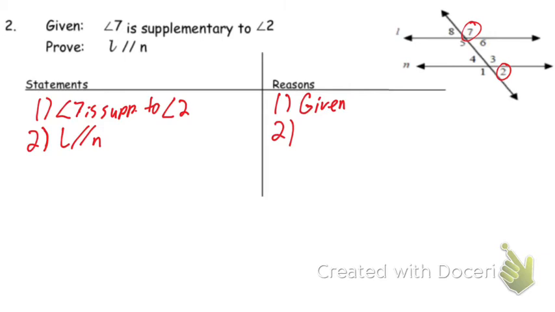So now we say, well, what kind of angles are these? That's our first question every time. What kind of angles are these? Elizabeth. Okay, we're going to use the converse because we're proving lines. They are same side exterior angles, so we're using the same side exterior angles theorem.